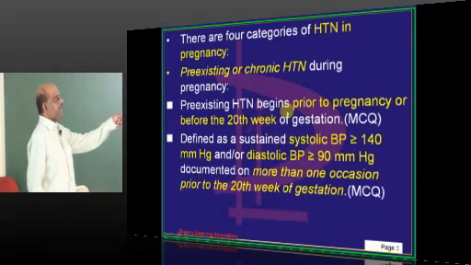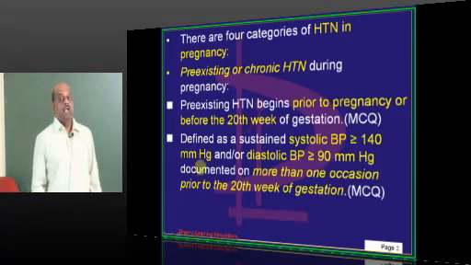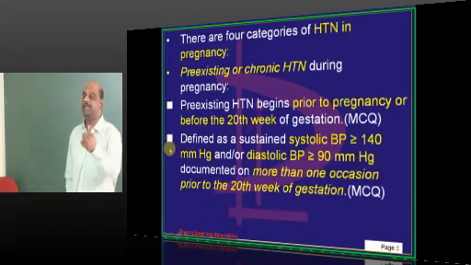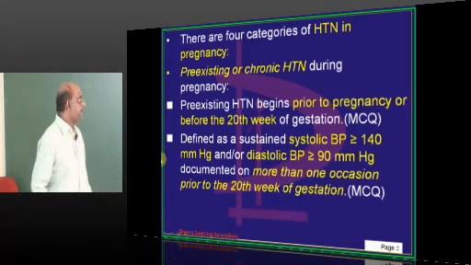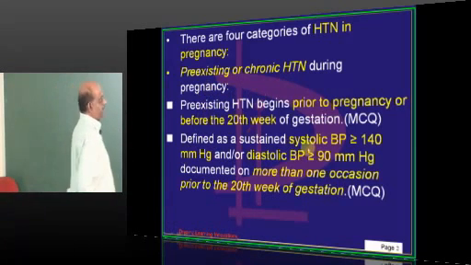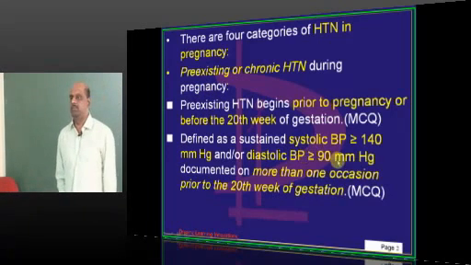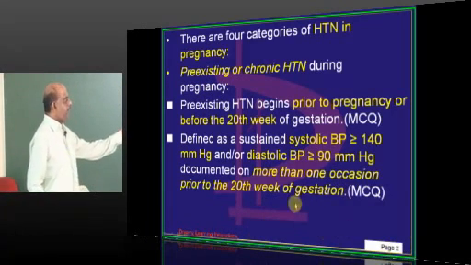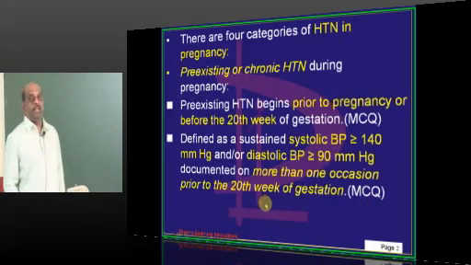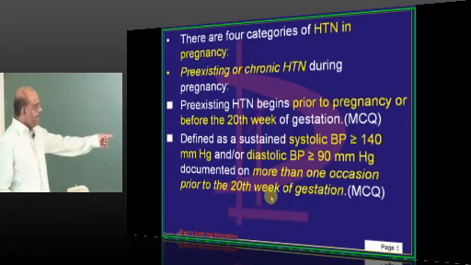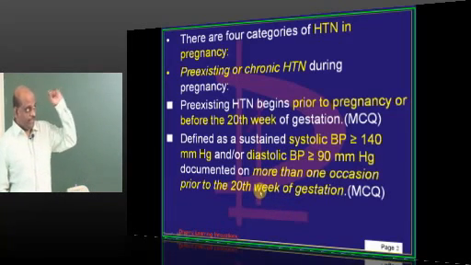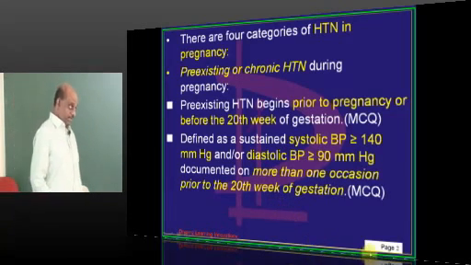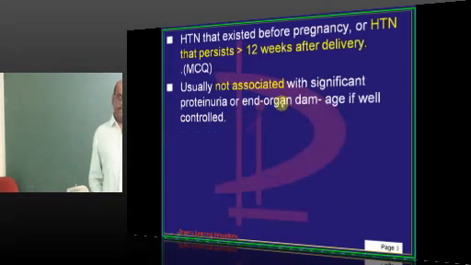Suppose the hypertension is there prior to the pregnancy itself, or you happen to see the pregnant woman for the first time and before the 20th week hypertension is there, it is more likely to be called a pre-existing or chronic hypertension. How much hypertension? Systolic BP more than 140, diastolic BP more than 90 on more than one occasion. Prior to the 20th week of gestation, that word 20 is important to call it pre-existent hypertension.